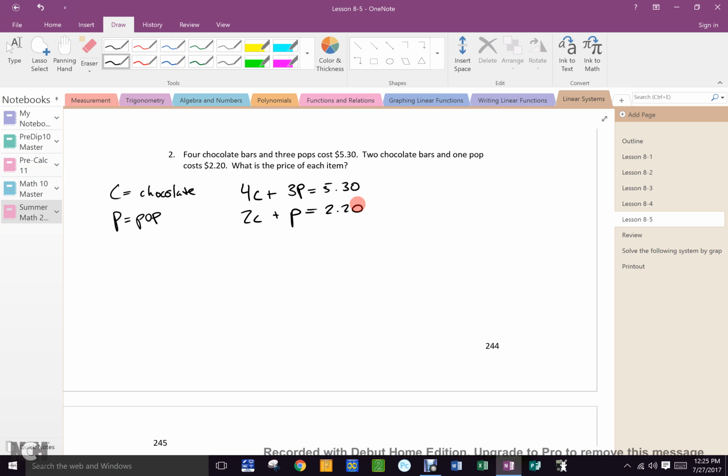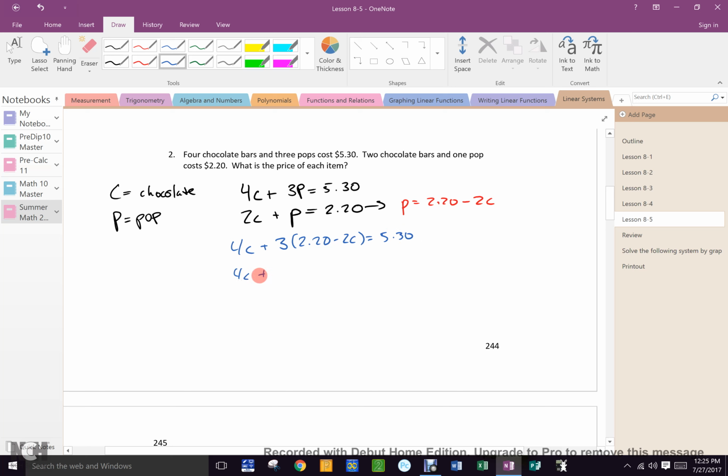What math tool, elimination or substitution, is that almost already set up for? It's almost set up for substitution, isn't it? Because right here, I get P equals 220 minus 2C, don't I? Okay, so I have 4C plus 3 times 220 minus 2C equals 530. And then I do my math.